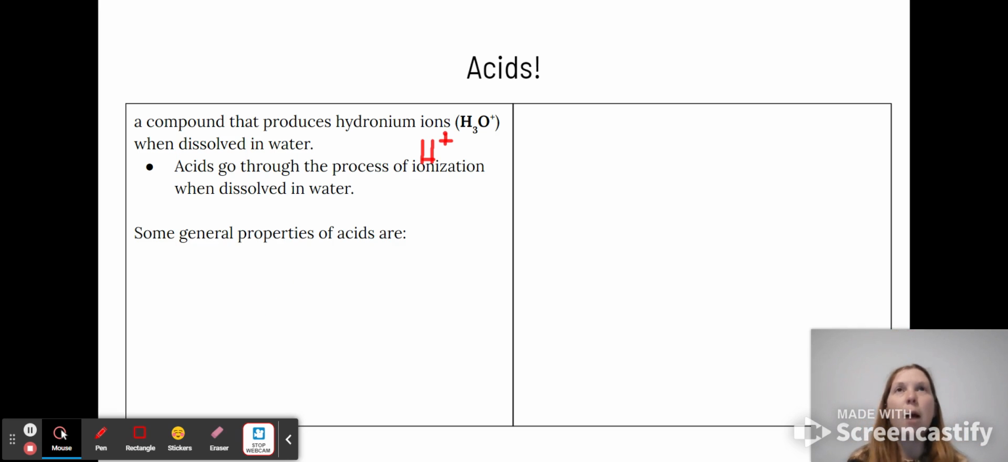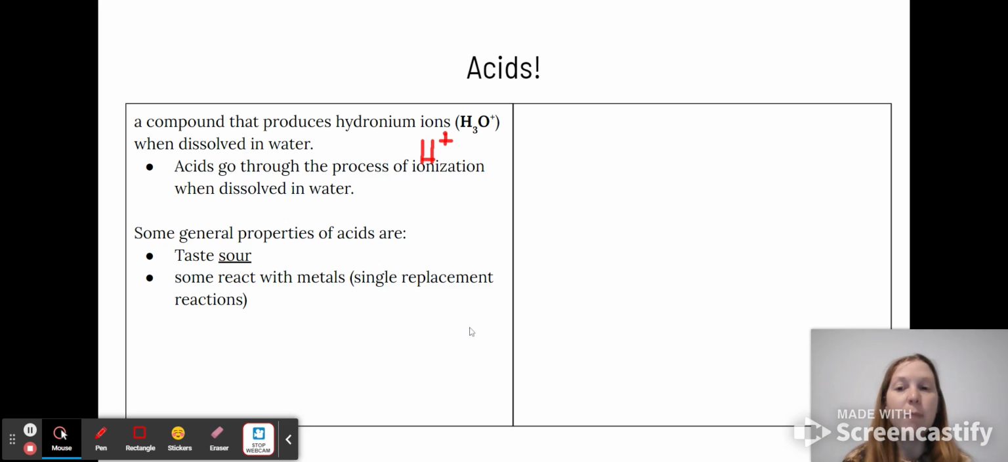And then some general properties of acids that we look at to know if we're looking at an acid or not is that they taste sour for the ones you can eat. Don't just think you can eat any acid, but think citric acid. So lemons, they're sour. Vinegar is sour. That's acetic acid.